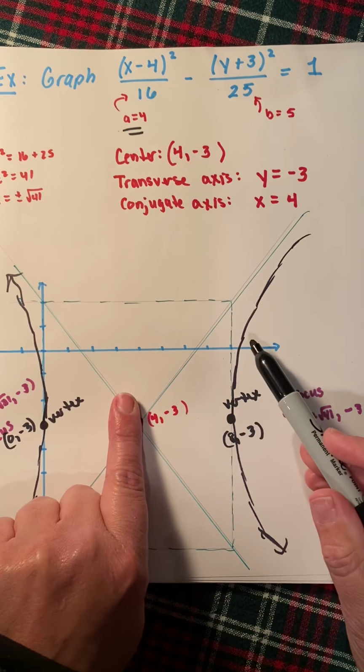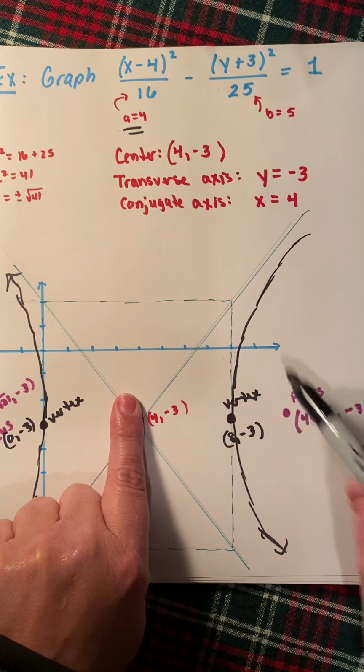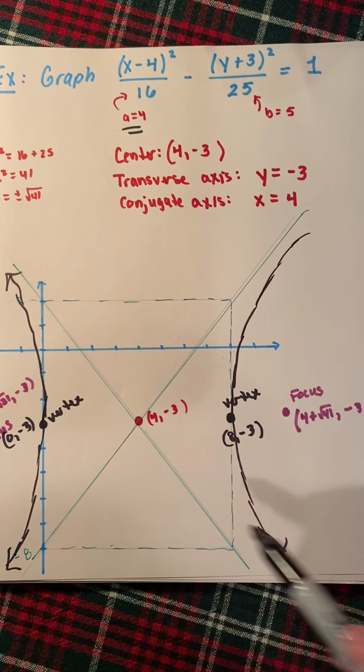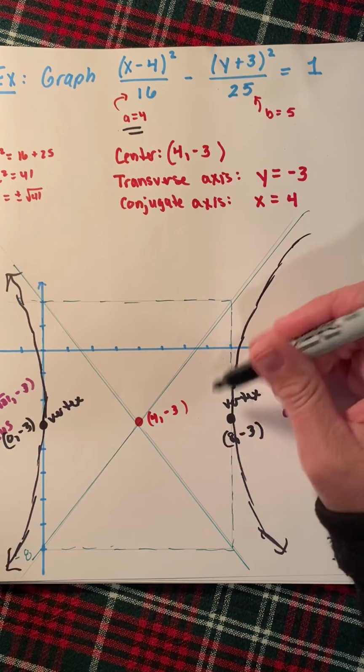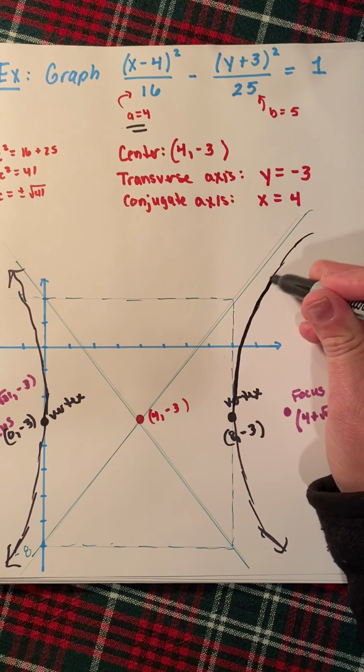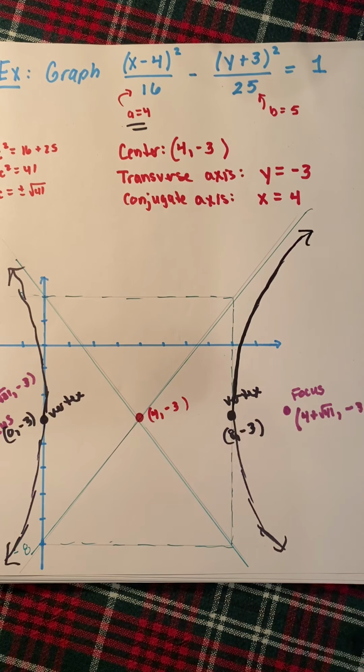Now, it's not part of the actual graph, but if we look at this line and any point on the graph and we measure the distance from the focus to the point to that vertical line, the difference in the distance would remain consistent by definition of a hyperbola. Here we go. Anything else? I think that's it for that one, right?